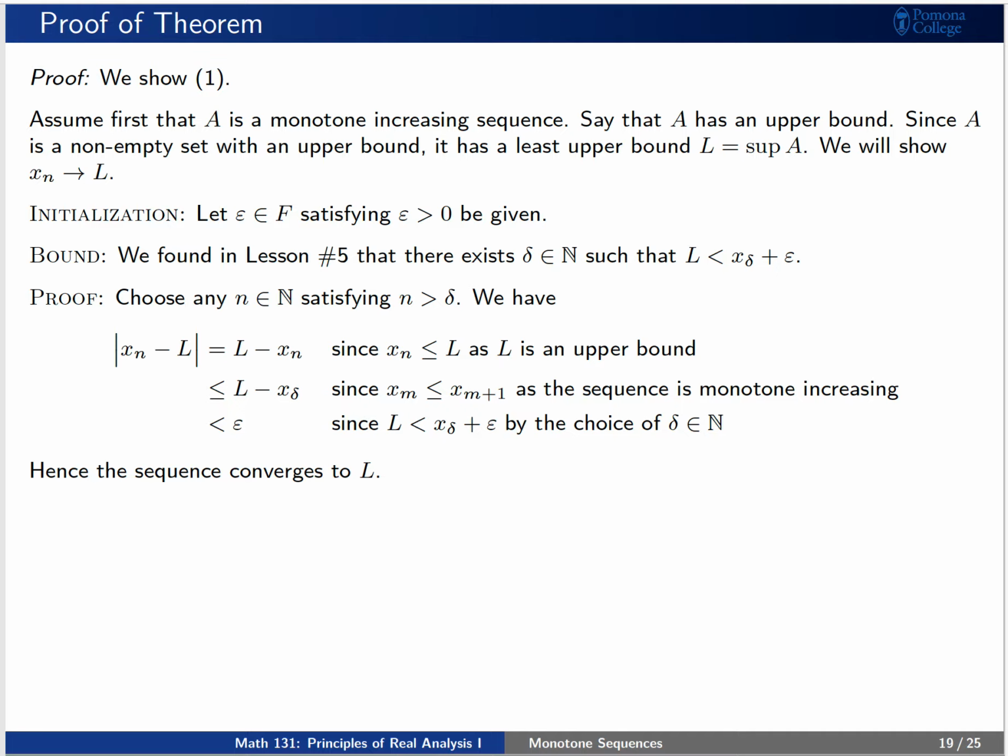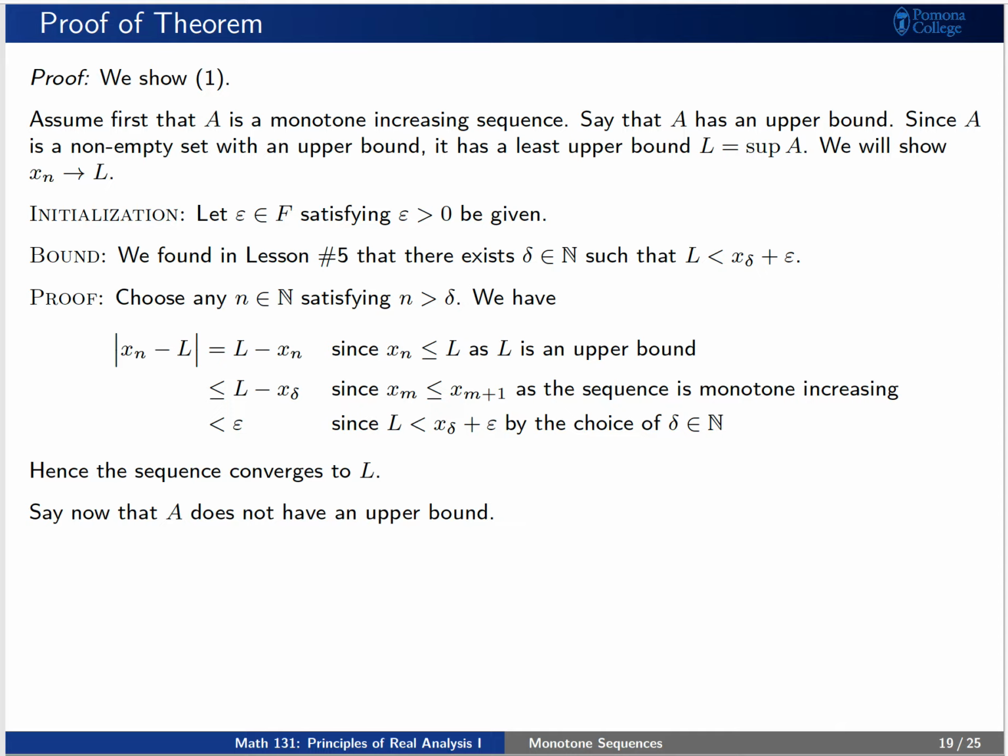Now, according to the statement about how x delta was chosen, we see that this difference is less than epsilon. Hence, we've shown that whenever n is greater than delta, in absolute value, xn minus L is less than epsilon. This means that our sequence A does indeed converge to L.